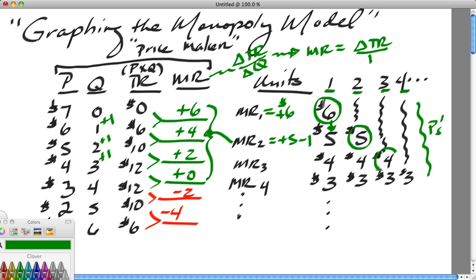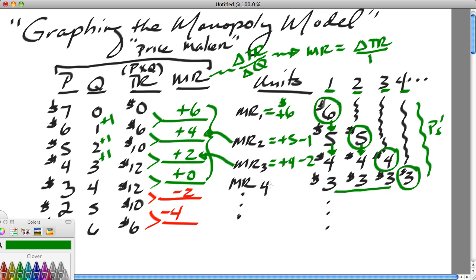If we want to sell the third unit, we have to lower the price of all 3 units to 4. Notice we could sell the first 2. If we were only selling the first 2, we could sell them for $5 each. But if we want to sell that third unit, we have to lower the price of the first 2 units each by $1. So what happens when we sell that third unit? We pick up 4, we lose 2. We net 2. We want to sell the fourth unit. To sell 4 units, we have to lower the price of all the units. Don't forget that. To sell the fourth unit, we have to lower the price of all the units to 3.